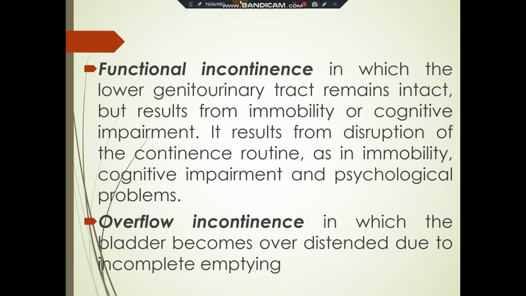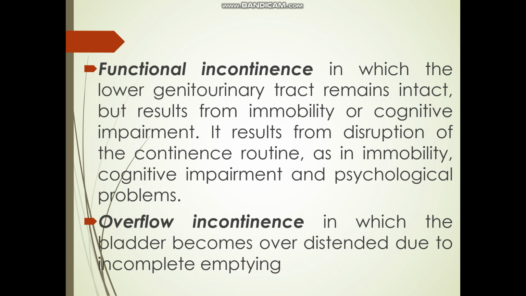Moving to the third one, functional incontinence. Here the lower genitourinary tract is fine, normally functioning. It results from immobility or cognitive impairment, mainly cognitive impairment. It results from disruption of the continence routine. The routine is not being maintained. It is mainly seen in immobility, cognitive impairment, as well as psychological problems. So that is functional incontinence.